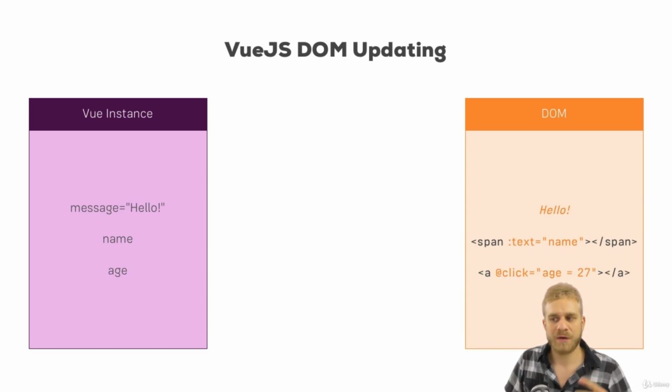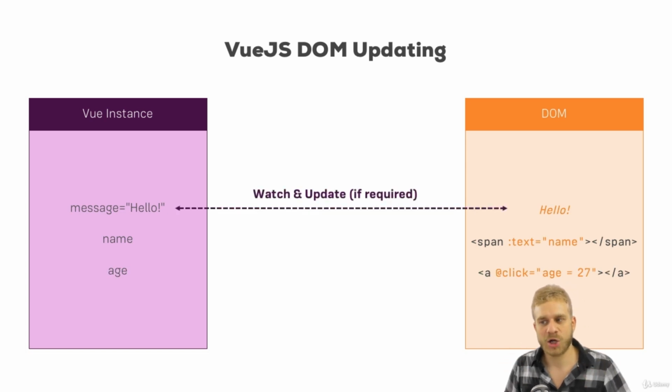Now, what if we change the message? We could think that VueJS constantly watches the message and updates the DOM if required. The first part is right. Each property we set up has its own watcher. And I explained this earlier, that VueJS, when we pass an object to the constructor, creates these watchers for all the properties in our data property, thus allowing itself to watch for changes to these properties which mean that it probably needs to update something.